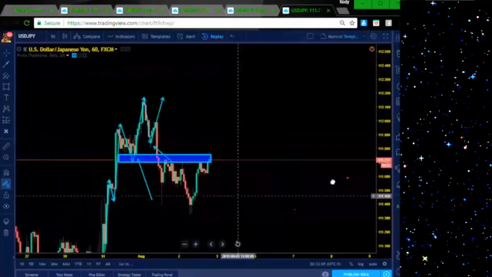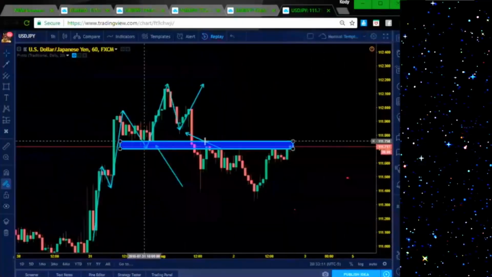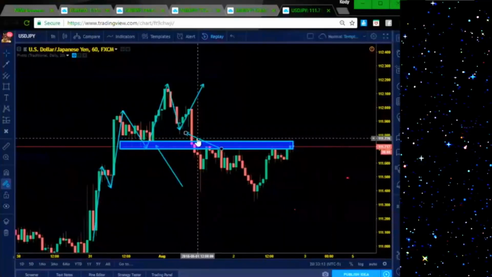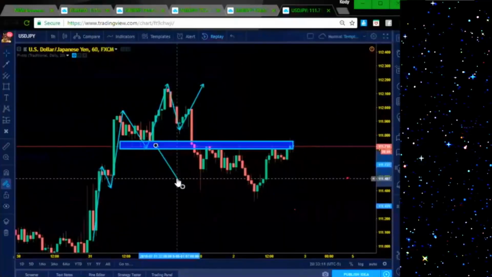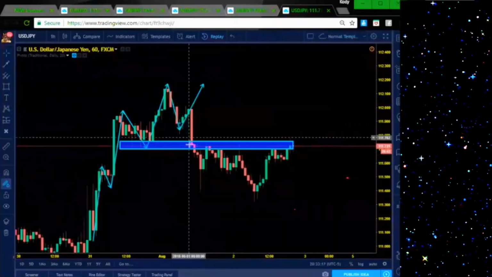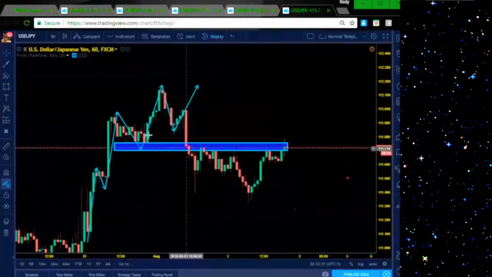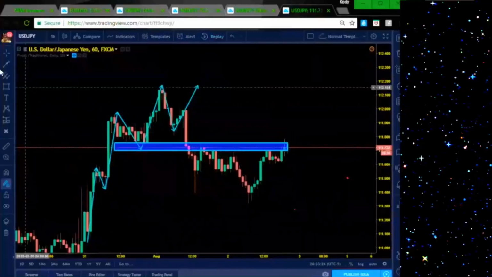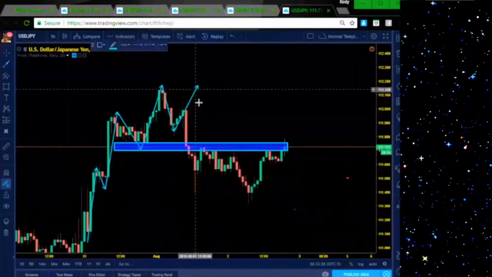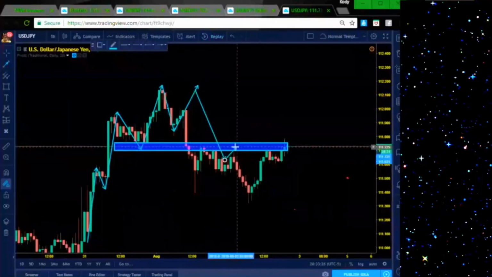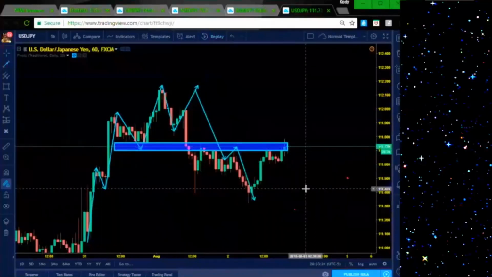Okay, so structure is right here, this blue box right here. So let me get rid of this arrow. So guys, when this giant red candle came in, you could not sell yet, because this is not structure, this is structure. So what we needed to see was price break, retest, and then sell off. What did it do? It broke, it retested, and it sold off. Amazing.